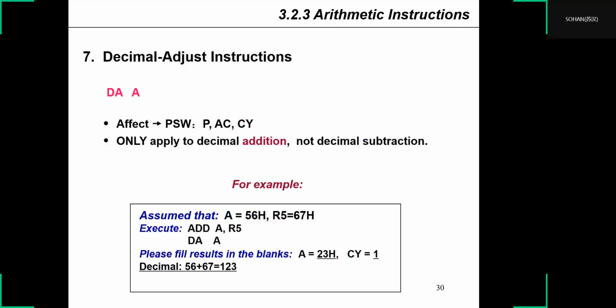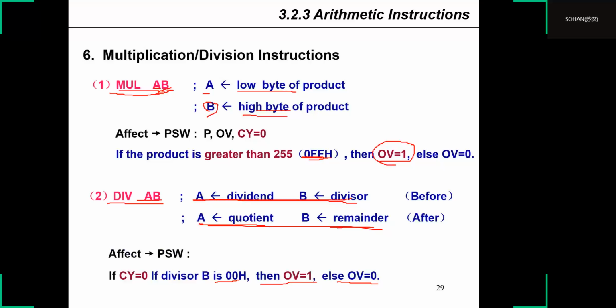What is this PSW? PSW is the program status word. Sometimes when we execute some instructions, the PSW will be affected.